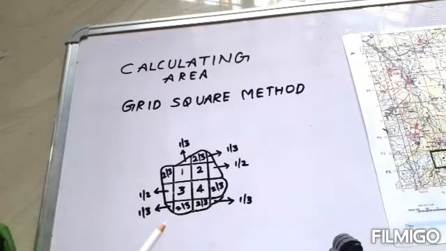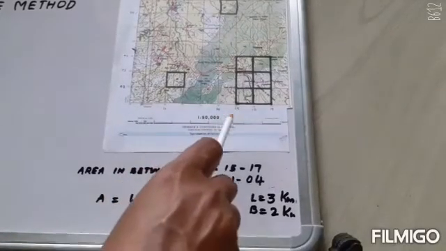All the estimated squares are added together and the sum is multiplied by the scale of the area to obtain the desired area. In this way, by counting the squares of various measurements and at last by adding together, we can find out the area of an incomplete square. Let's calculate the area.